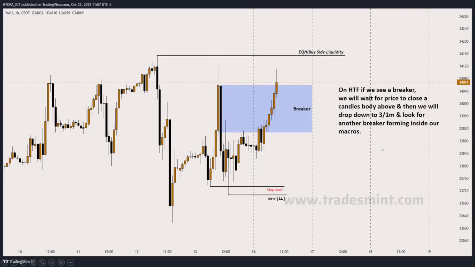Okay, that's how it works. I'm not teaching you to execute on higher time frame. I'm teaching you how to scale on lower time frame using higher time frame PD arrays. So we are not executing on higher time frame in this breaker, okay? But we'll be executing on lower time frame using the logic from this breaker. Now we know that our bias is bullish. Price closed the candle's body above this breaker. That means what? Price activated this breaker.